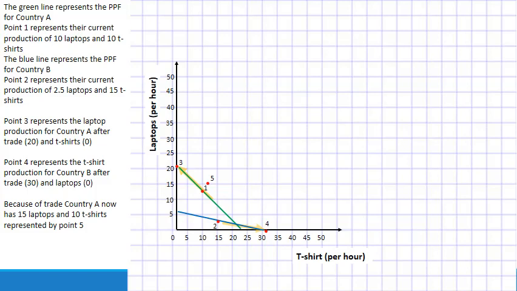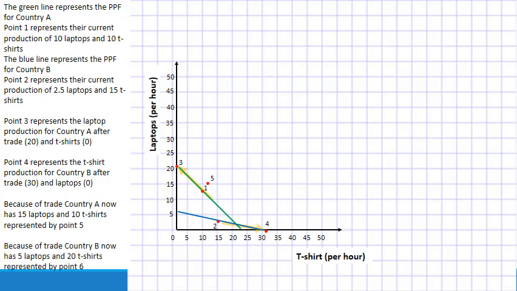So trade allows country A to produce beyond its production possibilities curve, its frontier there. They're able to acquire above that line, which remember we'd said the only way possible to do that in their country would be to increase their technology. But instead of doing that, they can trade and thus expand to outside of the production possibilities frontier.